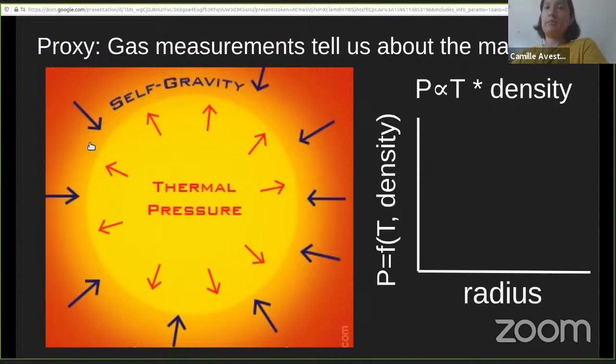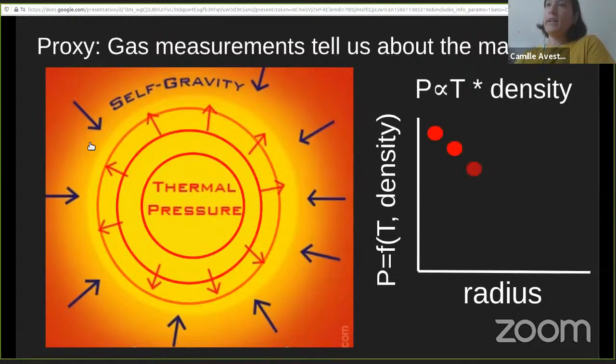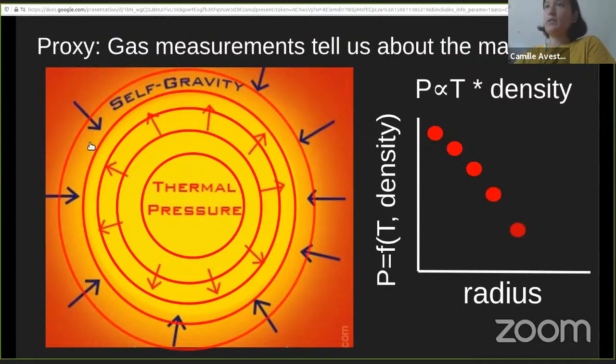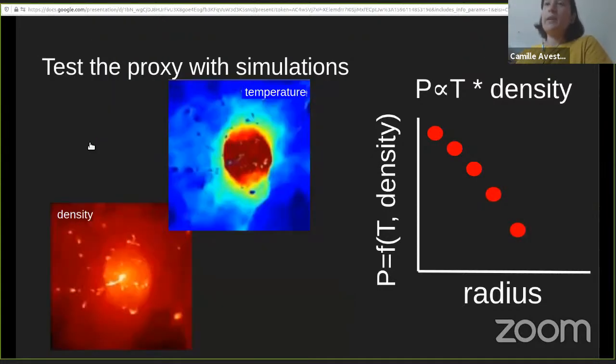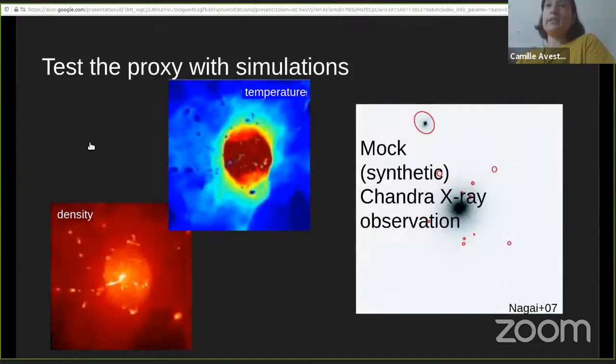Here I'm showing a pictorial view of the assumption of hydrostatic equilibrium, where thermal pressure, pressure from gas emission, because it's very hot, million-degree ICM material, supports itself against self-collapse, that is, self-gravity. So what we know is that if we measure pressure as a function of radius, essentially temperature times density, which we can get from the X-ray, we should be able to infer the mass inside that radius.